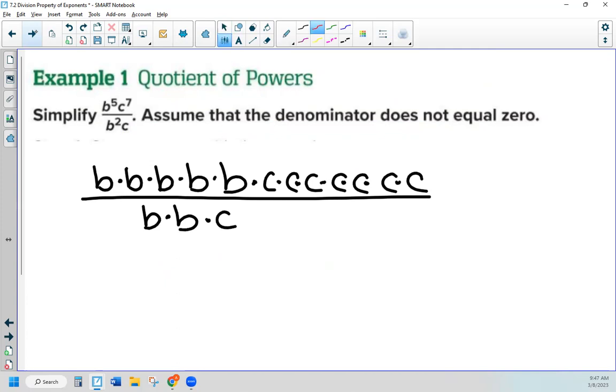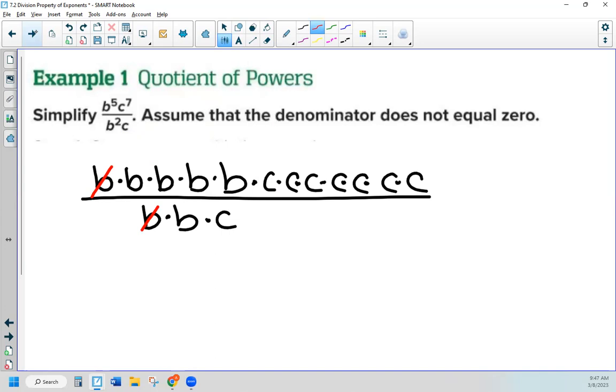That's it. All right, so we have 1, 2, 3, 4, 5 B's on the top, 7 C's that are multiplying on the top, and then 2 B's multiplying on the bottom with 1 C that's multiplying on the bottom. The way that we simplify this is we want to say, okay, this can divide out with this one to make 1. It doesn't become 0. Please understand that it doesn't become 0.